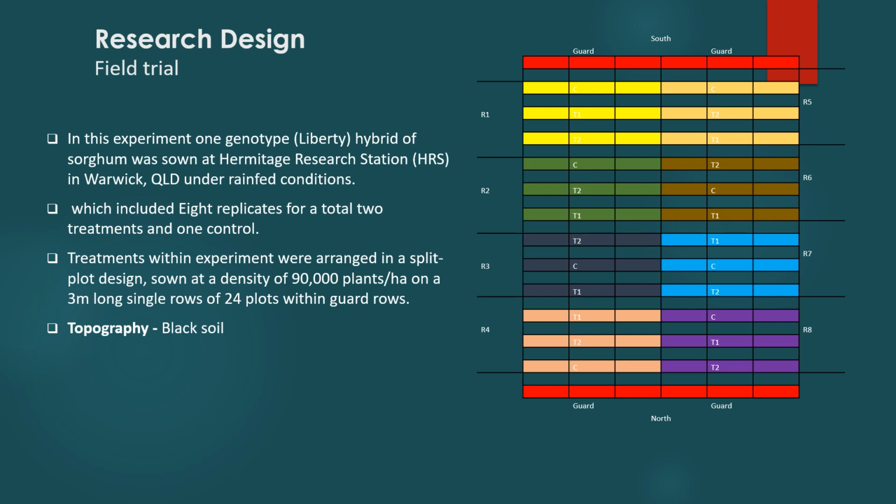hectare on 24 plots of 3-meter single rows surrounded by guard rows. Topography of the field contains black soil flat rising to moderately sloped cultivation, and this further rises to steeper cultivation and a grass country extending up to a high plateau.